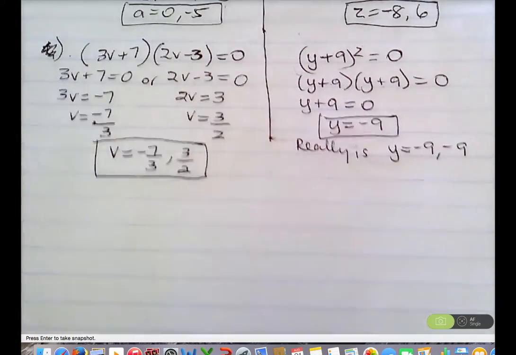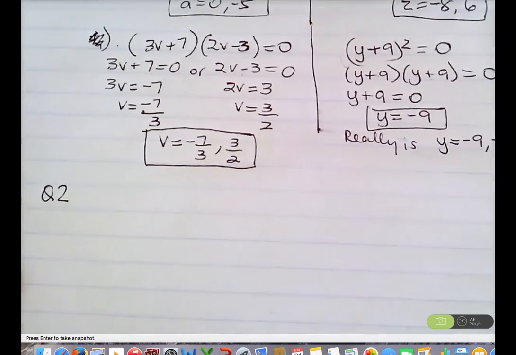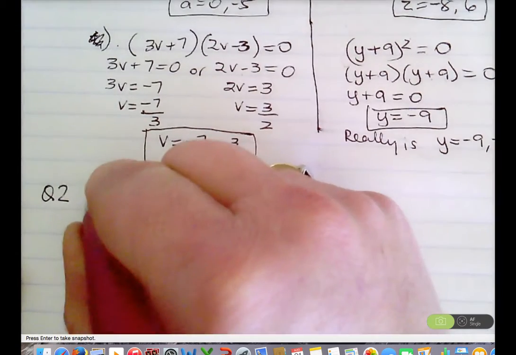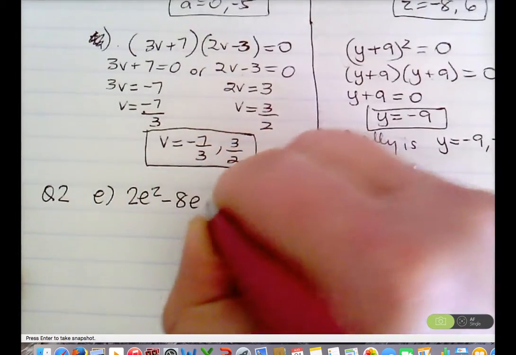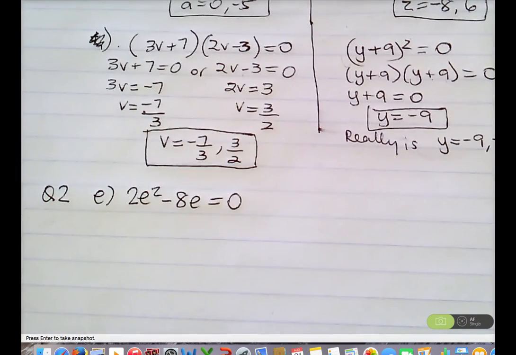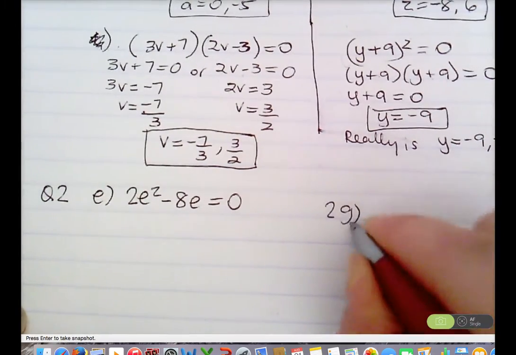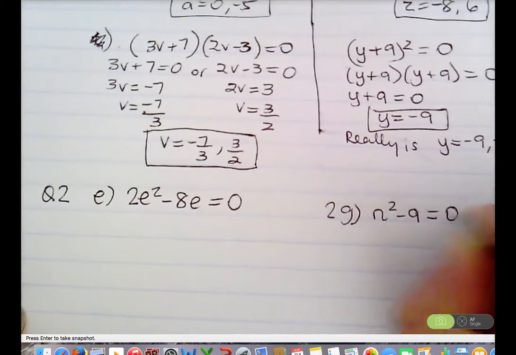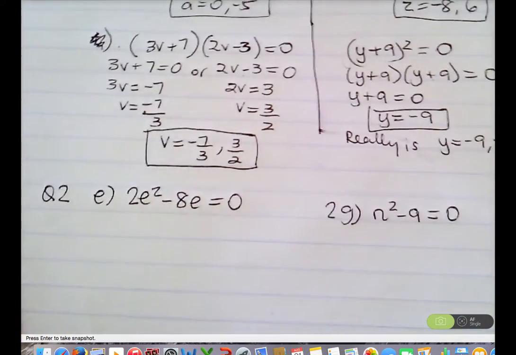All right, we're going to look at some examples from question 2 of exercise 6.2. Let's start. Question 2e: 2e squared minus 8e equals 0. I need to factorize that. I'm also going to do 2g: n squared minus 9 equals 0. All right, let's go with the first one. They're not always trinomials. Can you just look for ordinary factorizing first?